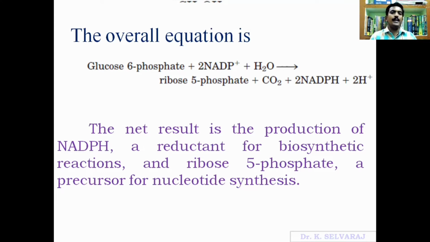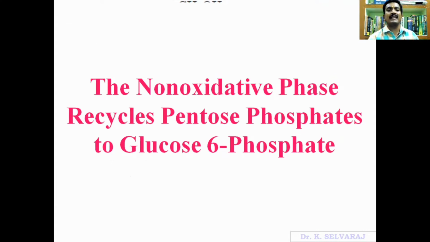One is NADPH. The NADPH is a good reductant for biosynthetic reactions. What is the biosynthetic reaction? Mainly, whenever the oxygen molecule is exposed to our cell, it produces a free radical. This free radical is countered by this NADPH, and the ribose 5-phosphate is used as a precursor for so many nucleotide syntheses.